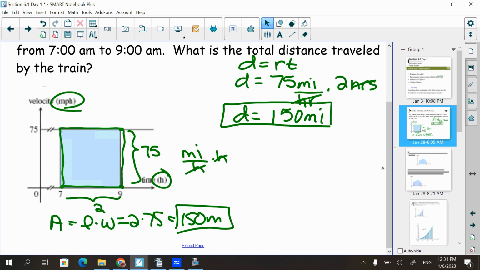Now let's talk about reality. Do trains always travel at a steady rate? Why not? They might have to turn. Okay. What else? Stop at stations. They gotta stop at stations, pick people up, right? And then they gotta speed up to get back up to that, slow back down to get down to that.